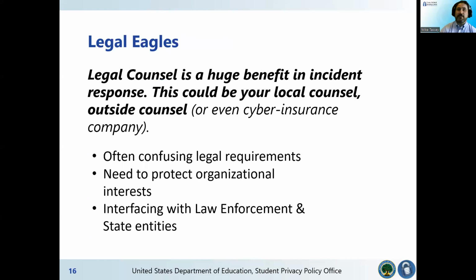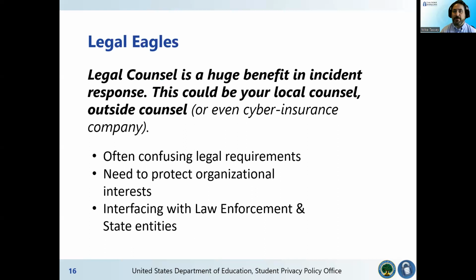So we understand that we need to have an incident response plan and a policy in place, and the plan needs to come from the top down and be championed by leadership. So let's take a couple of slides to talk about those key stakeholders that need to be included in the core of your incident response process. And we'll start with the legal eagles, your lawyers or legal counsel.